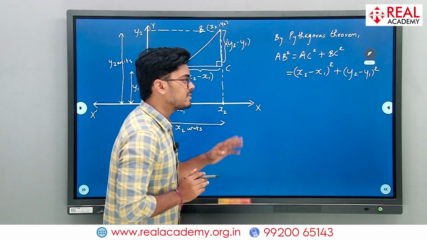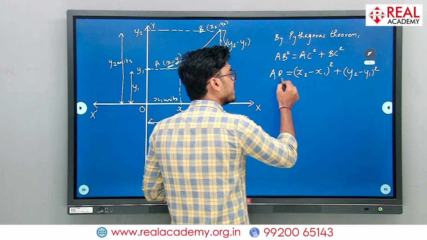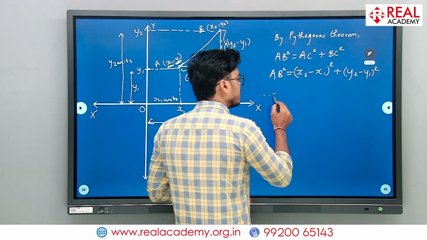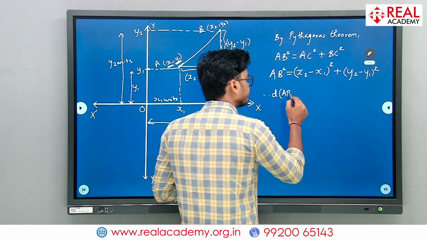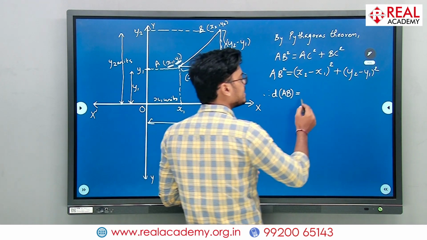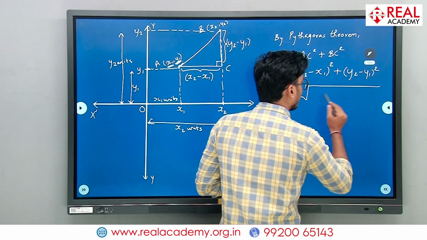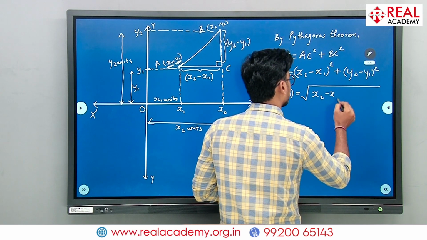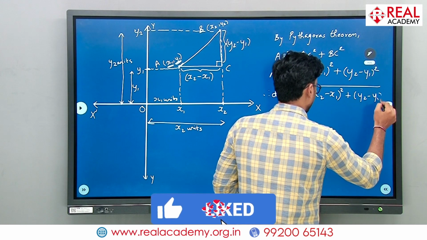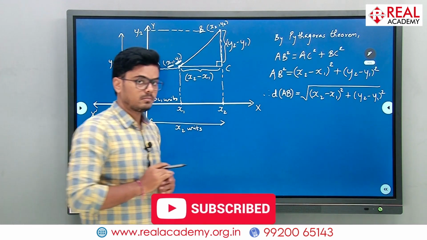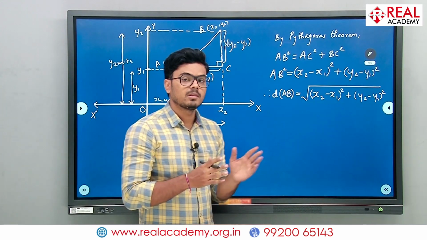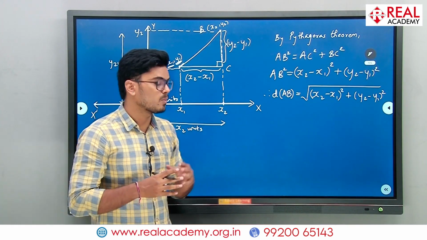Now this is the value of AB squared. We only need the value of AB, so therefore distance between AB is equal to, if we take square root on both sides, square root of x2 minus x1 the whole square plus y2 minus y1 the whole square. Now this, my friends, is the distance formula. Now let us try to understand how this formula works.